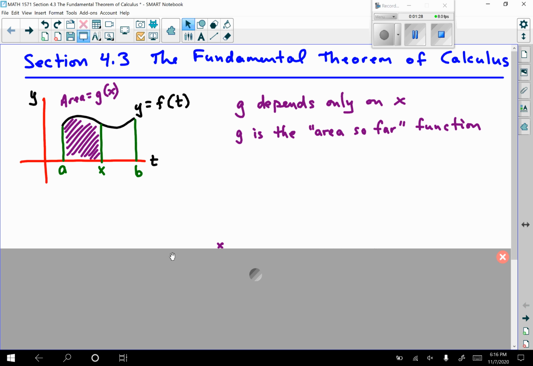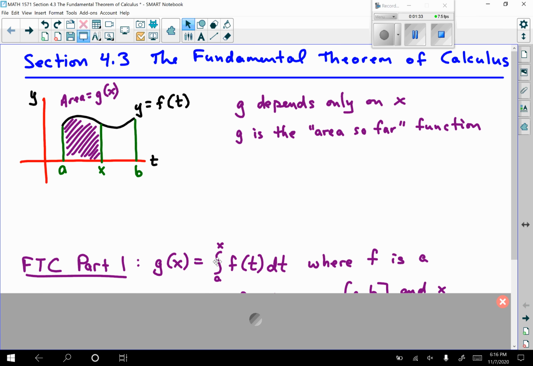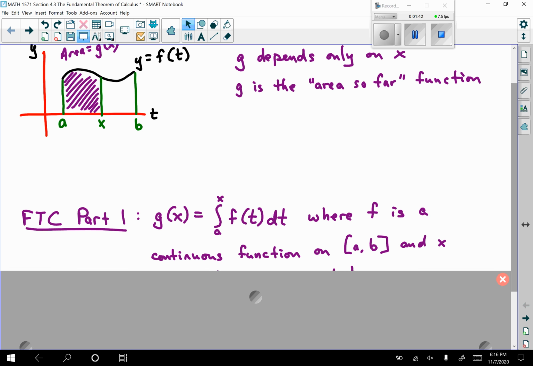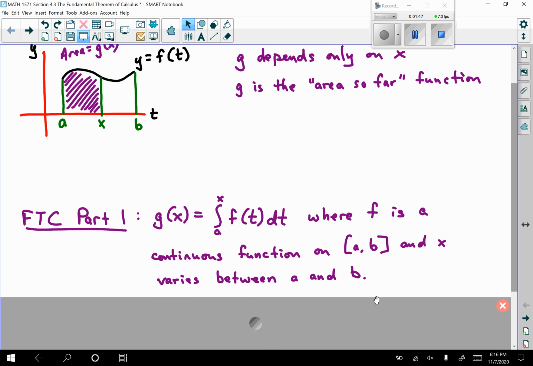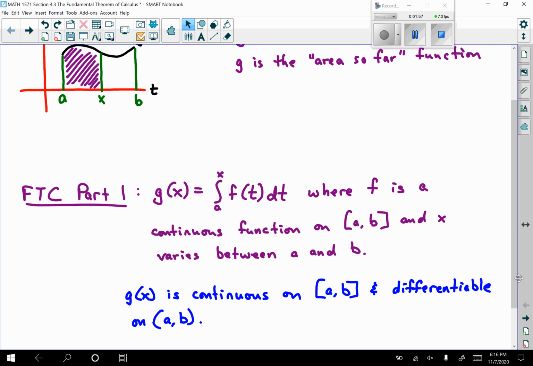So since area can be written as an integral, we're going to let g of x be the integral from a to x of f of t dt. And we always talk about f needs to be a continuous function on this closed interval from a to b. x varies between a and b. Now g is also continuous on the closed interval from a to b, and differentiable on the open interval from a to b.